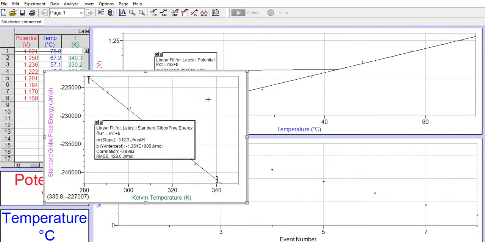So now I have everything I need to get the linear equation. I'm going to write down the slope and the y-intercept here, remembering that that is a 10 to the 5th, E plus 0.005. That's 10 to the 5th joules per mole.